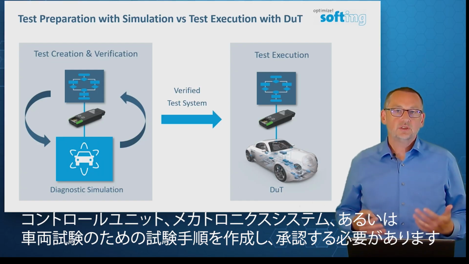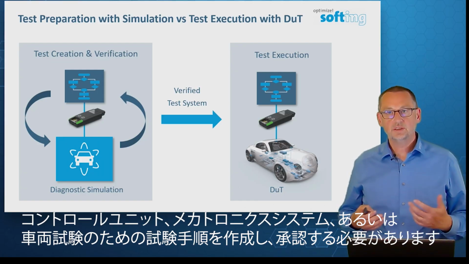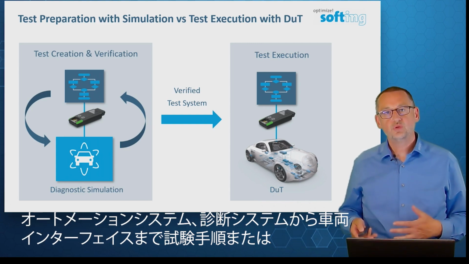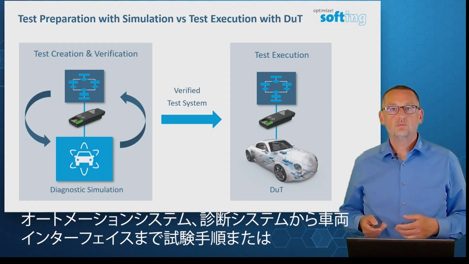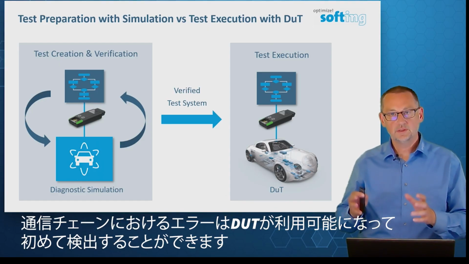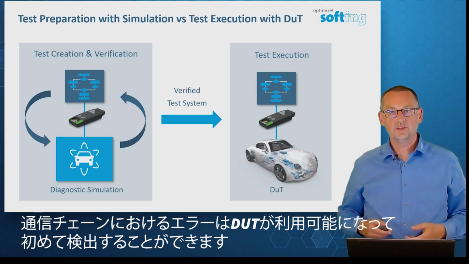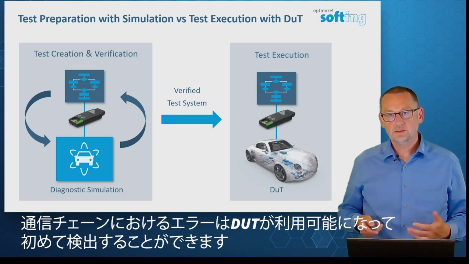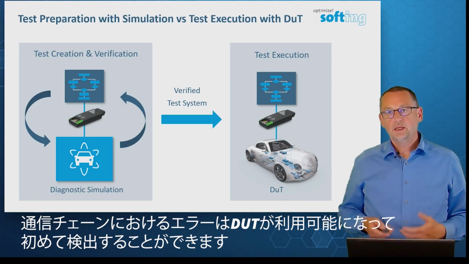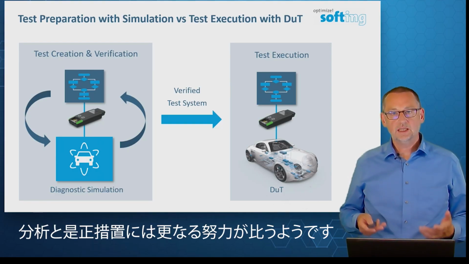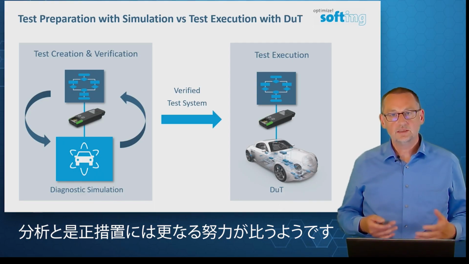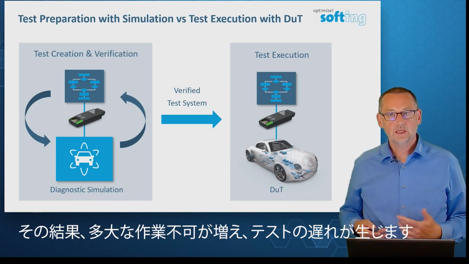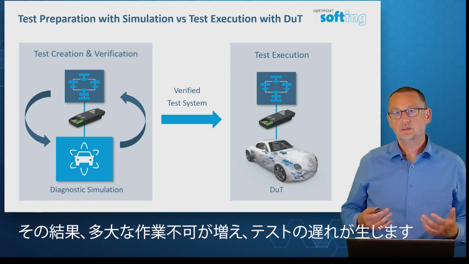The test procedures for control unit, mechatronic system, or vehicle testing need to be created and approved. An error in the test procedure or the communication chain from automation system, diagnostic system to vehicle communication interface can only be detected once the device under test is available. Additional effort is required for analysis and corrective actions. This results in a significant additional workload, and the test can only be carried out with delay.